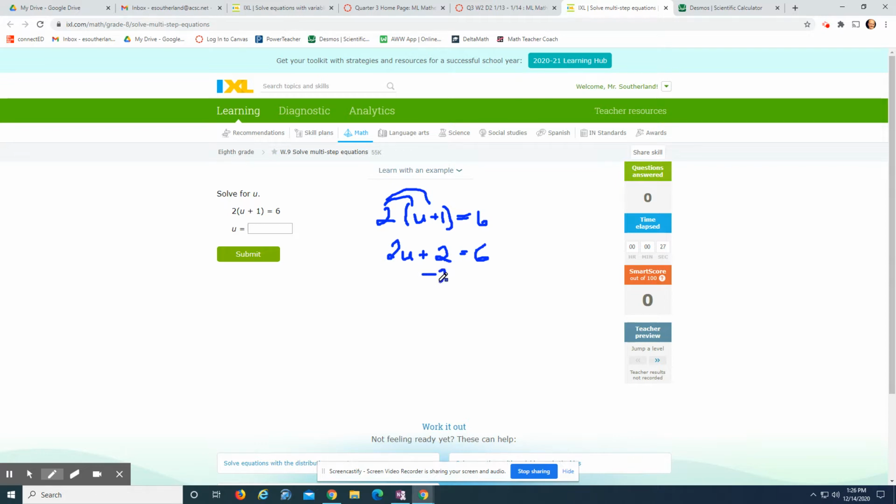We're now going to subtract 2 on both sides so that we can start to solve this. 2u is left. The 2s cancel. 6 minus 2 is 4. And then we're going to divide both sides by 2. The 2s cancel. u is equal to 2.